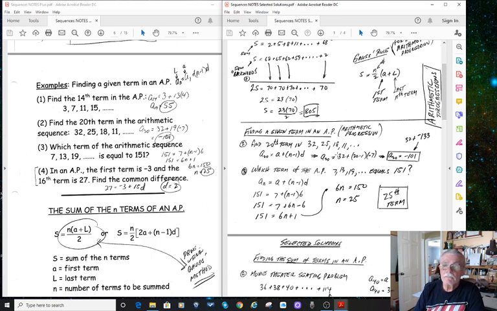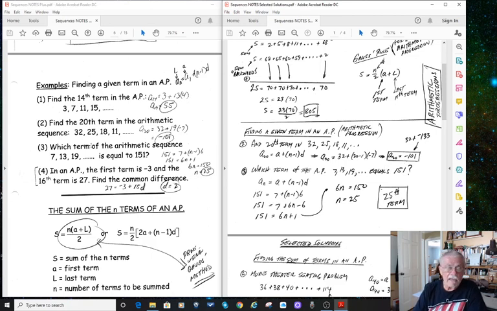Is the first term, 32, plus, if you're looking for the 20th term, there'd be 19 common differences because we started with the first term, right? So 19 times negative 7 is negative 133, and with the 32 that is negative 101. So we know that without actually writing them all down, which would be ridiculous.